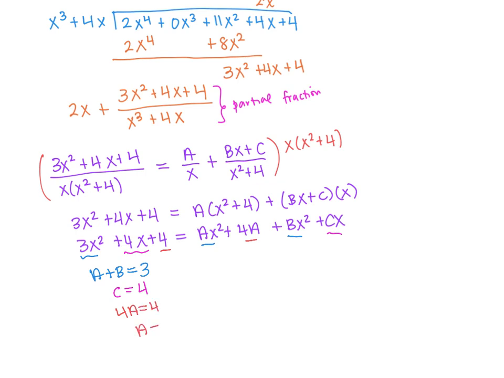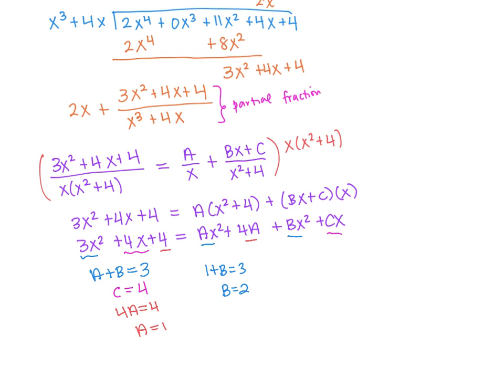Okay, so this one's not that bad. I get a equals 1. I have that c equals 4, and then a plus b equals 3. So 1 plus b equals 3. So b is 2. And you do sometimes get a 0 for maybe the b or the c on a problem like this, and that's okay. So don't panic if that happens.